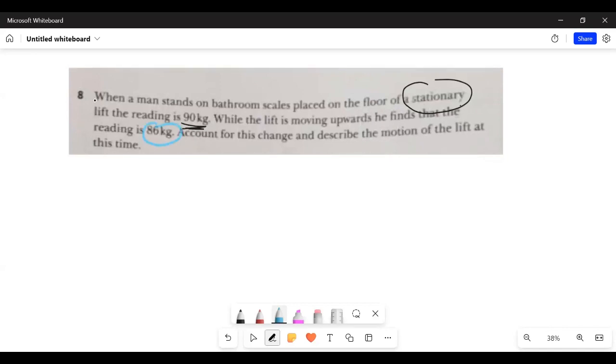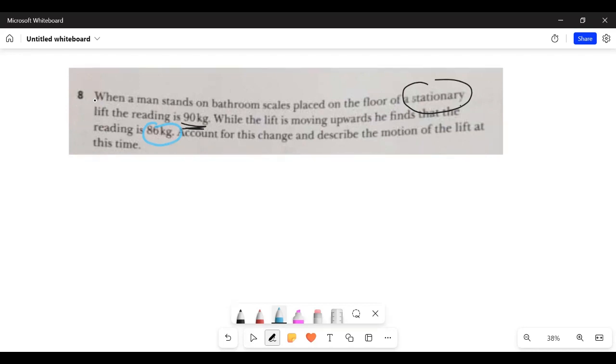So the reading has decreased in value. Account for this change and describe the motion of the lift at this time. So what is happening in the lift because of which the scale shows a value less than the actual weight?